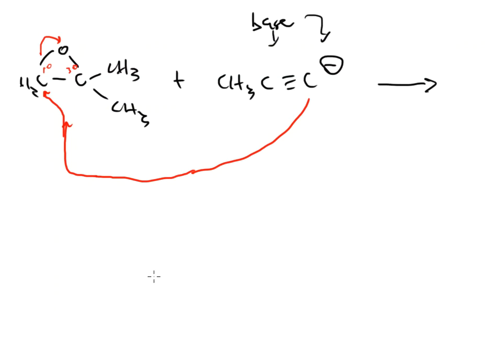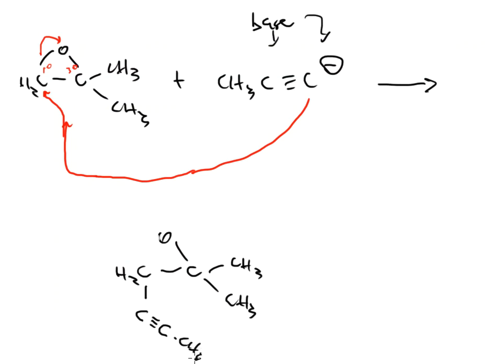I wouldn't ask for the mechanism. I would just say, what is the product? So let's redraw the starting reagent. Again, you know I like to do this every single time. And here is the epoxide group. So what we would see here is that this bond would break, and the carbon that had the negative triple bond would bond to the carbon that has the CH3 group, on the left-hand one. And then this oxygen has to be satisfied.